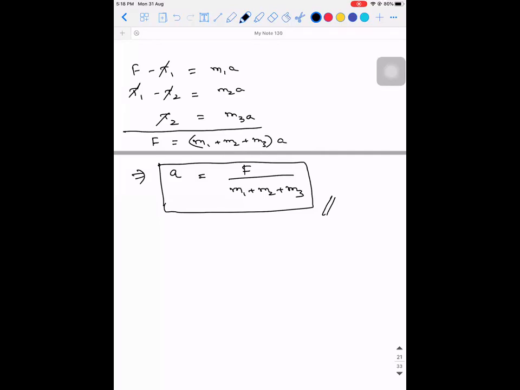Sir, if acceleration is not the same at each block, then what? That's not there in your CBSE syllabus. That's only for the competitive part. You need not worry about it.